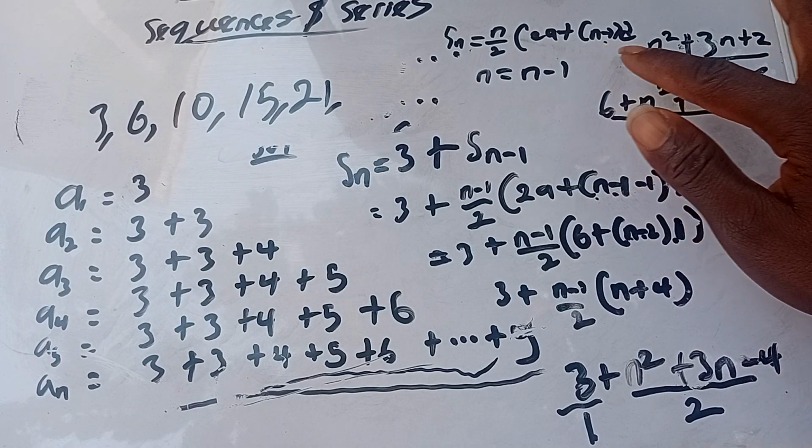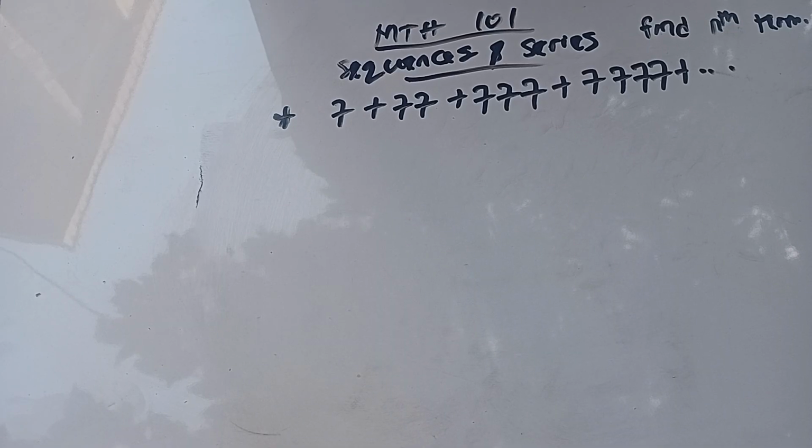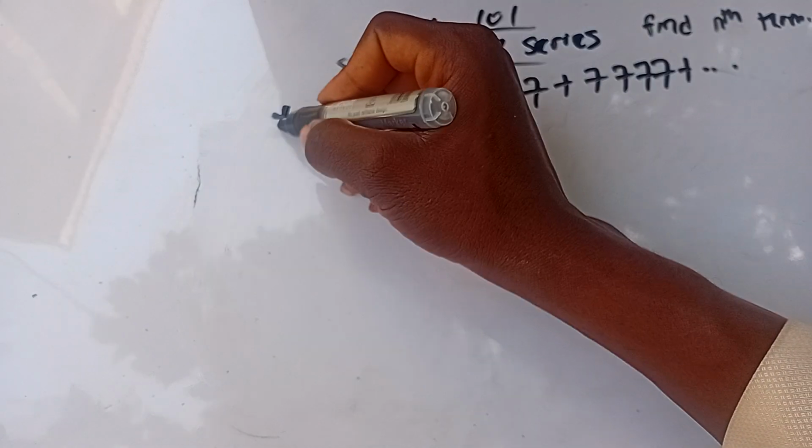So this is our nth term. An nth term means a particular general formula that you can put n into and it will produce each term, or the summation of any first n terms. So probably this will be the last question. Now this is another question.